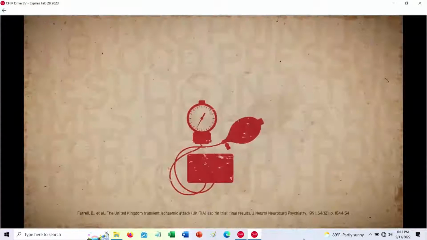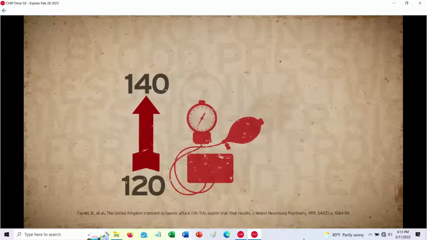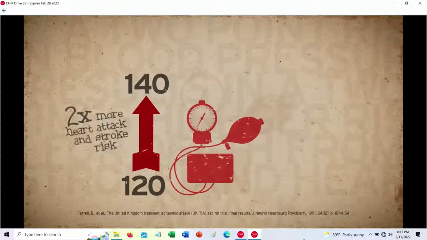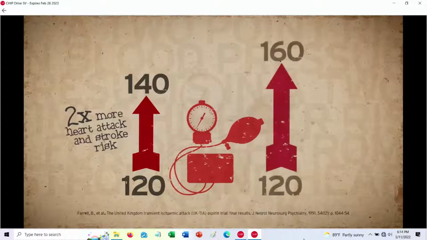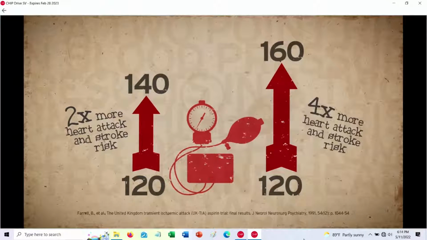So to show you how fast the stroke risk can go up, look at the difference 20 systolic points can make. Going from blood pressure of 120 to 140 would double the likelihood of dying from a stroke or heart attack. But going from 120 to 160 would actually double that risk once more. It would actually then quadruple it.